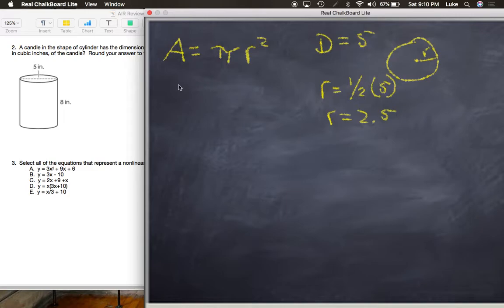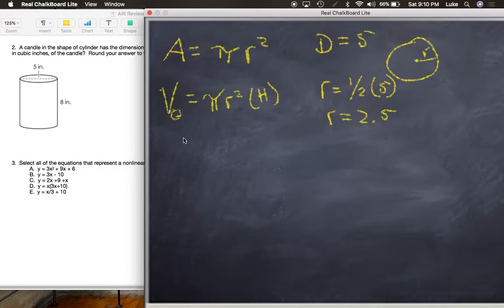All right. So now that we have our radius, we can find the area of the circle. However, remember, we are finding the volume of this entire shape. So there's one more part we need to factor in, and that is, of course, the 8 inches. So the volume of the cylinder, I'm going to use this little circle shape as our cylinder. The volume of our cylinder is going to be the area of the circle, pi r squared, times the height of the shape.